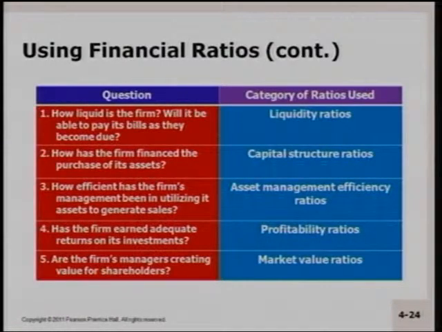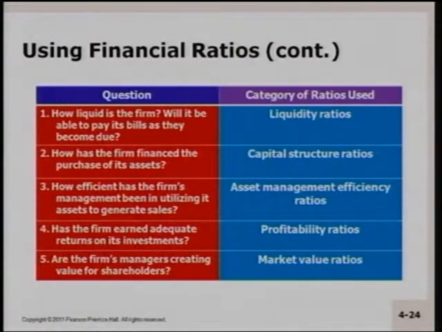How has the firm financed the purchase of its assets? This is capital structure, the long-term debts and the equity measuring the finance. How efficient has the firm's management been in utilizing its assets to generate sales? These are asset management efficiency ratios. Then, has the firm earned adequate returns on its investment? These are profitability ratios. To what extent is the business profitable? It's measured by profitability ratios.